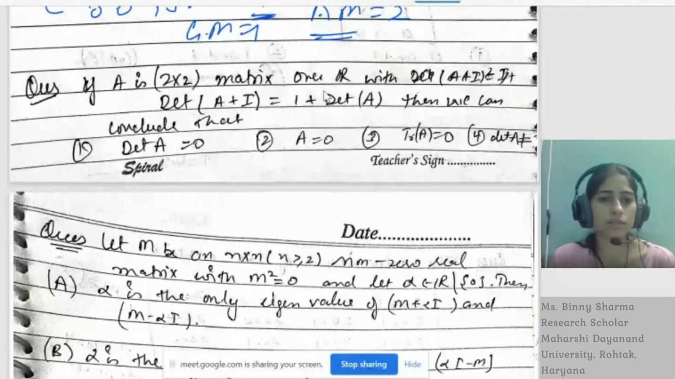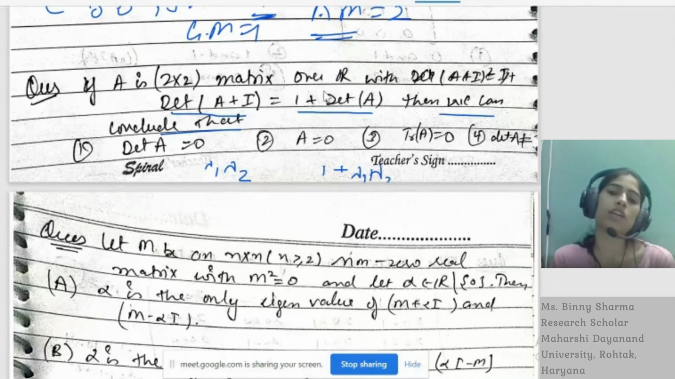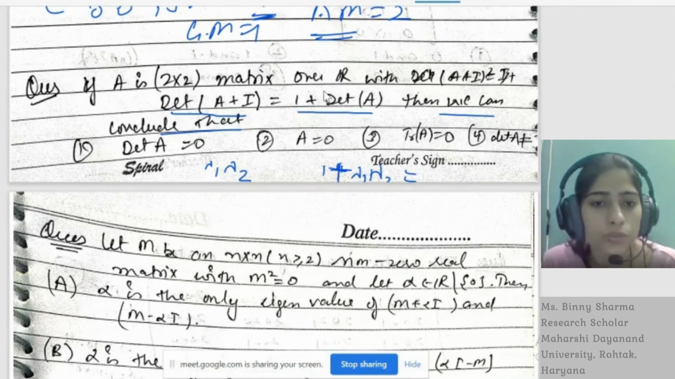Now the next question is, if A is a 2 cross 2 matrix over R with determinant of (A plus I) equals 1 plus determinant of A, then we can conclude that. So if A is a 2 cross 2 matrix over R, let us suppose the eigenvalues of A are lambda 1 and lambda 2. Okay. The determinant of A is the product of eigenvalues. So we can write here 1 plus lambda 1 lambda 2 equals to.